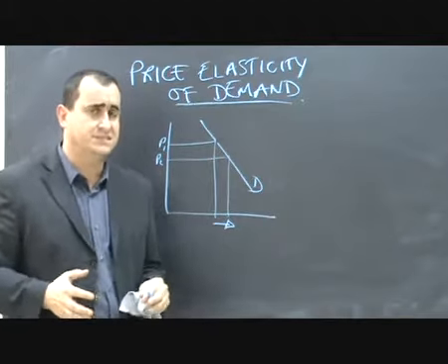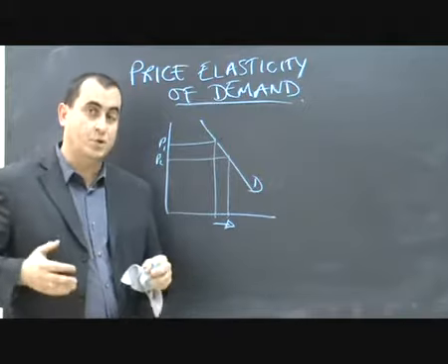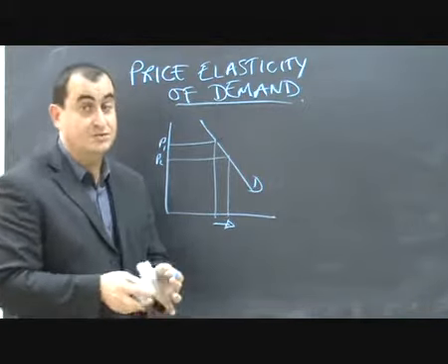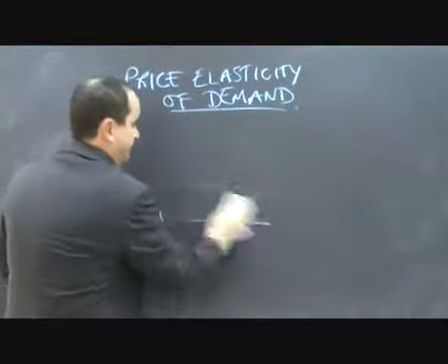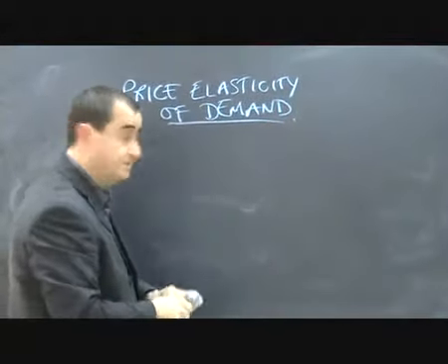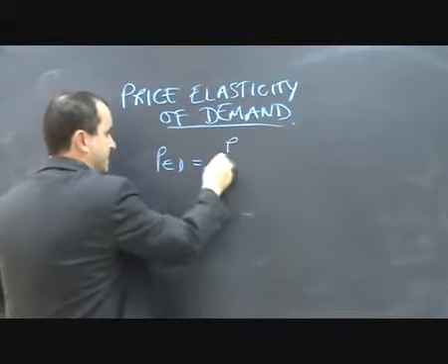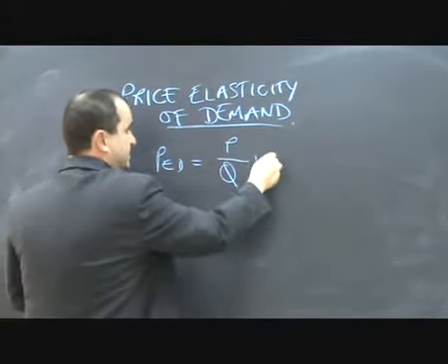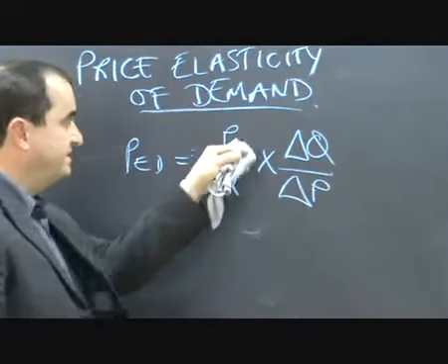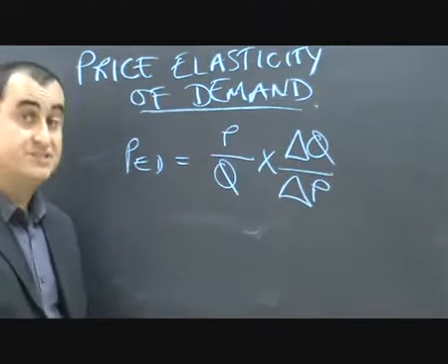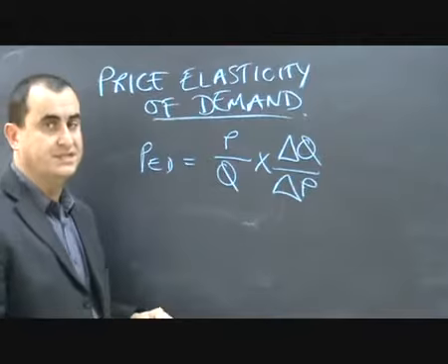Well, we can calculate it. We can give price elasticity of demand an actual numerical value, and we need an equation to do that. So there are two equations you can use, and I'll write them on the board now. The first equation is PED is P over Q times change in Q over change in P, where price and quantity are the original price and quantity, the starting price or quantity from which price changes.